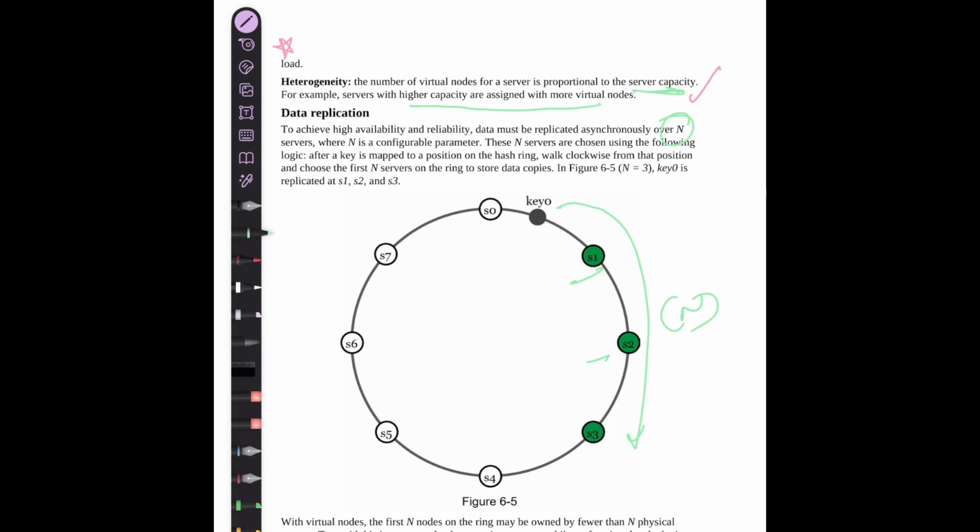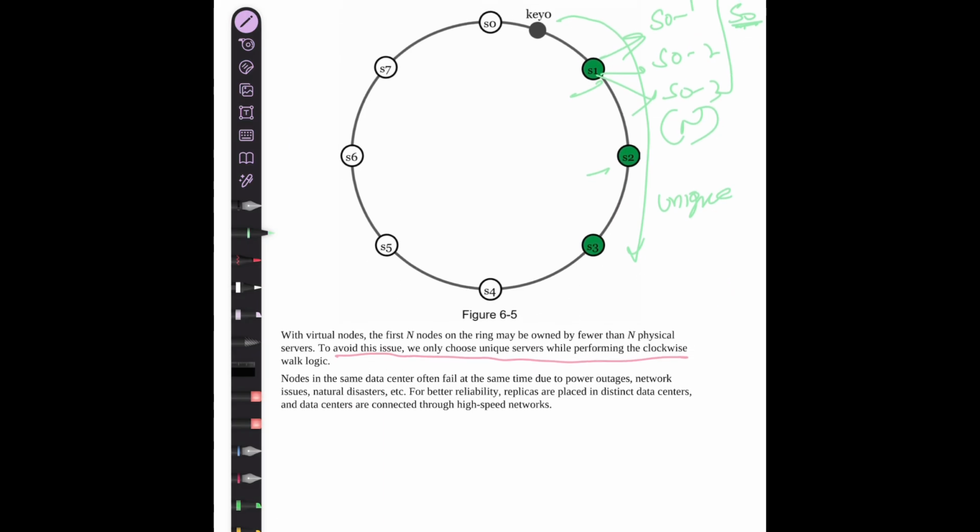Now someone might ask, what if, since there are virtual nodes, like S01, S02, S03, these all essentially represent S0 only. What if when you move in the clockwise direction, you encounter these nodes? That would essentially end up replicating the data on just one server, that is S0. So you make sure that you're talking about unique servers. That's what Alex mentioned here. To avoid this issue, we only choose unique servers while performing the clockwise walk logic.